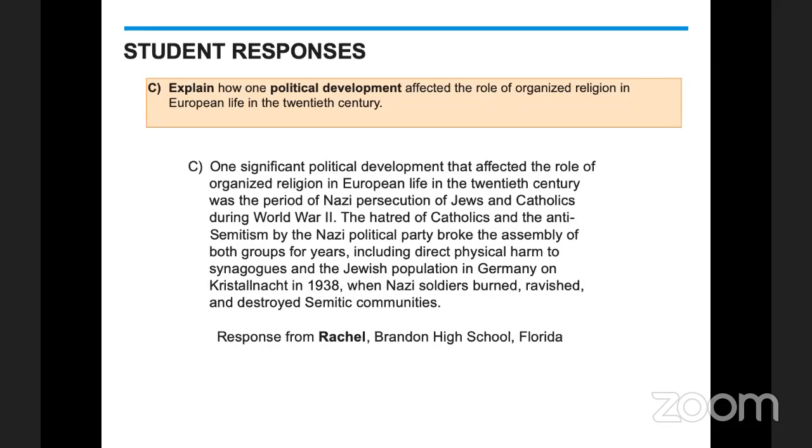But we did see some errors with task C. Task A was: what's the change in organized religion? What's the continuity in organized religions? Those are the first two. But task C said, what's a political development that affects the role of organized religion? And so many of you didn't talk about a political development in task C, and you just talked about the role of organized religion changing. So we want to make sure that we're reading the prompt really carefully, okay? But this response from Rachel is really well done.